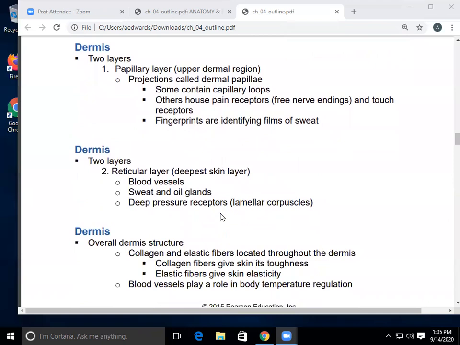So we talked about the epidermis. Let's talk about the dermis. The dermis is made up of two layers, a papillary layer that's more superficial and a reticular layer that's deeper. The papillary layer, as the name suggests, has these projections called dermal papillae.